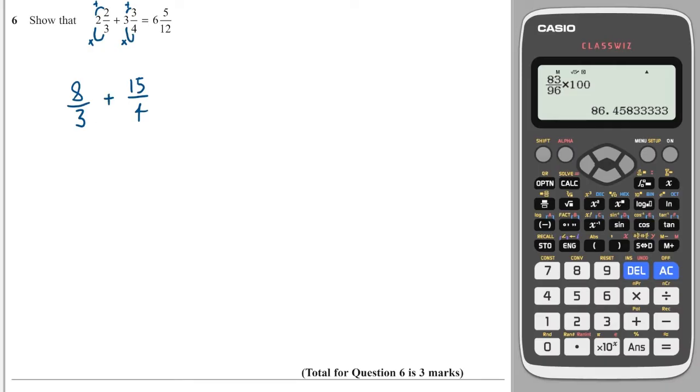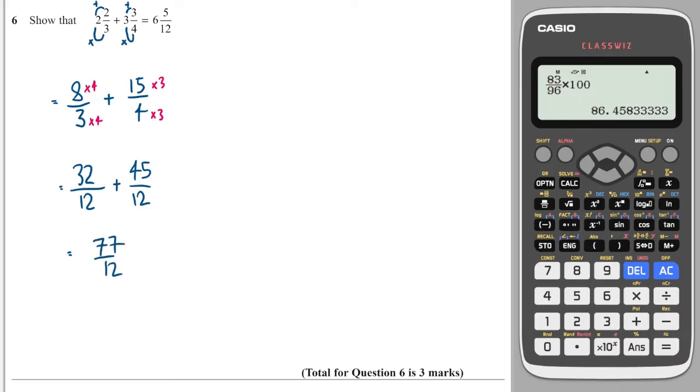We're adding those together, so the lowest common denominator is 12. I can get that by timesing this one by 3, so I must do the same to the top. And this one by 4, I must do the same to the top. So I get 8 times 4 is 32, 3 times 4 is 12, 3 times 15 is 45, and 4 times 3 is 12. Adding these together is going to give me 32 plus 45 is 77 over 12.